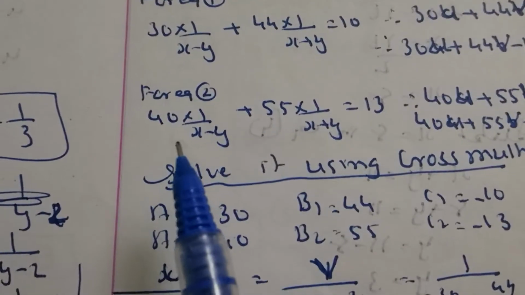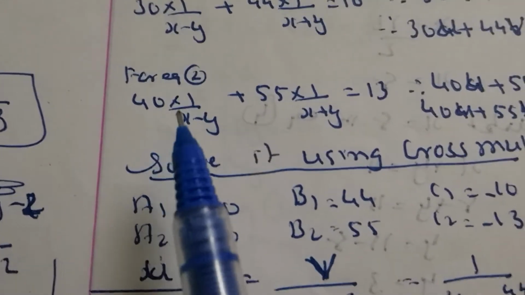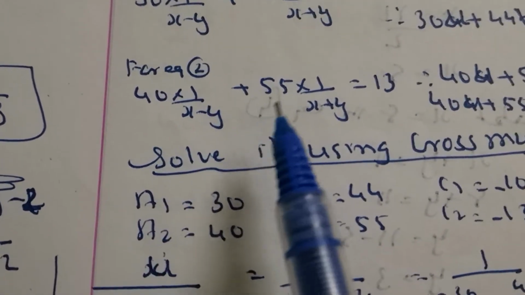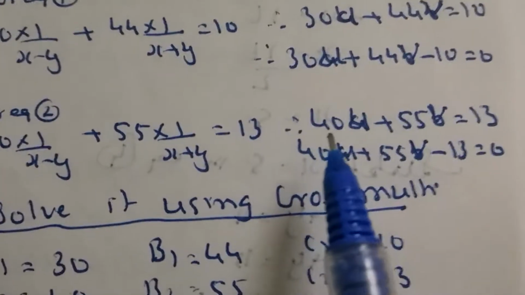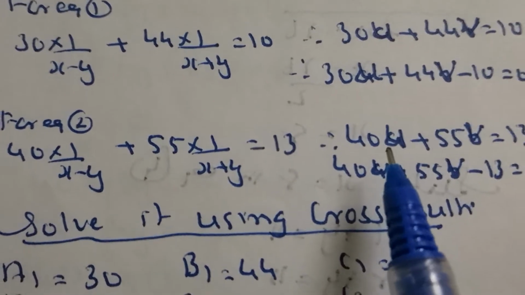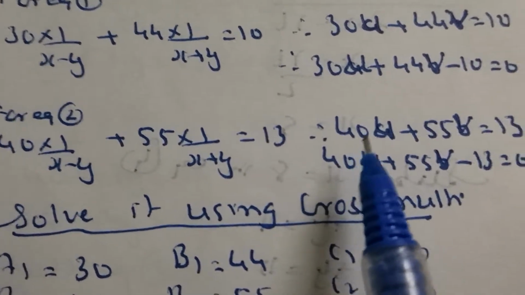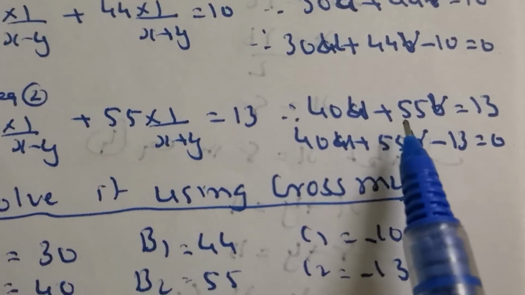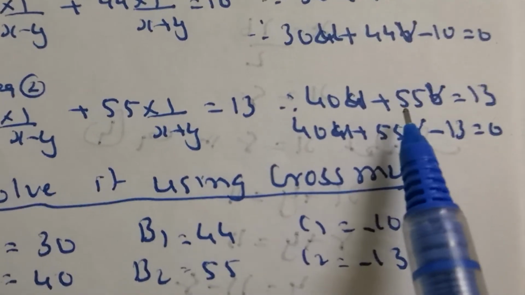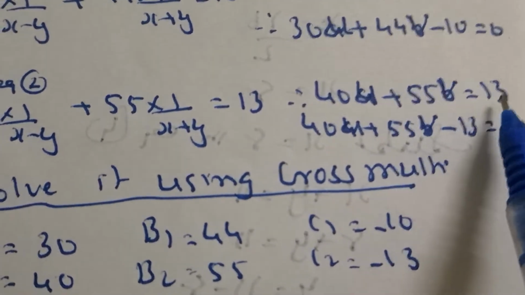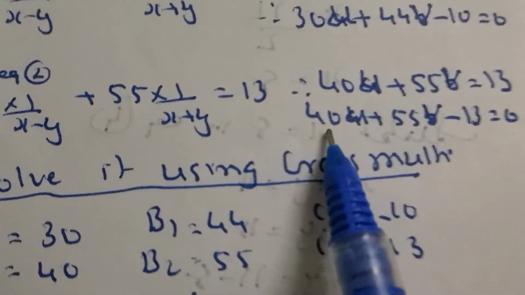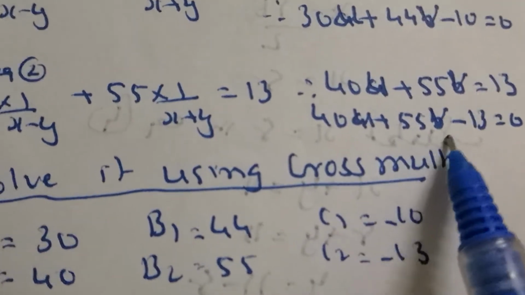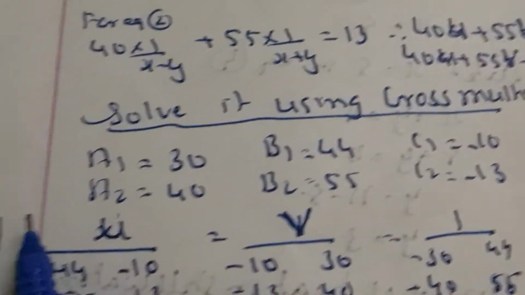Same way, I am going for equation 2. 40 into 1 upon x minus y plus 55 into 1 upon x plus y is equal to 13. So 1 upon x minus y is equal to u, so it is 40u, and 1 upon x plus y is equal to v, so it is 55v is equal to 13. I am shifting 13 to the left hand side, so it is going to be 40u plus 55v minus 13 is equal to 0.